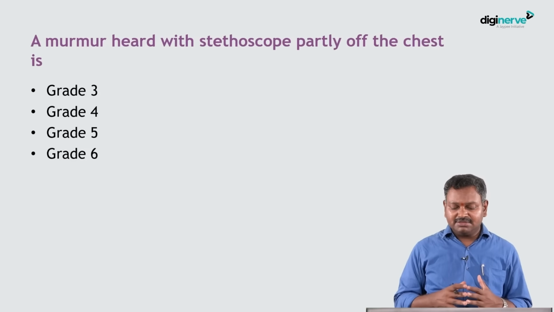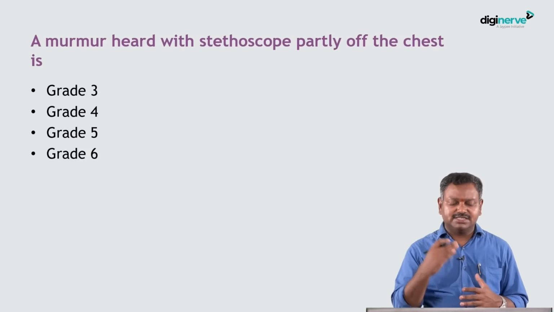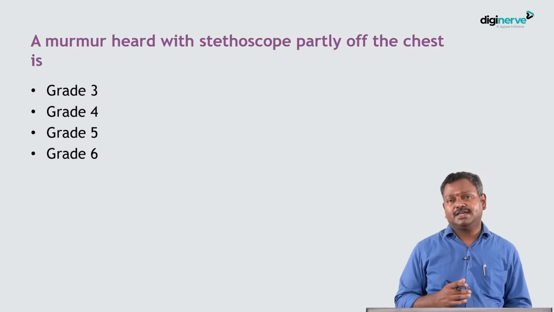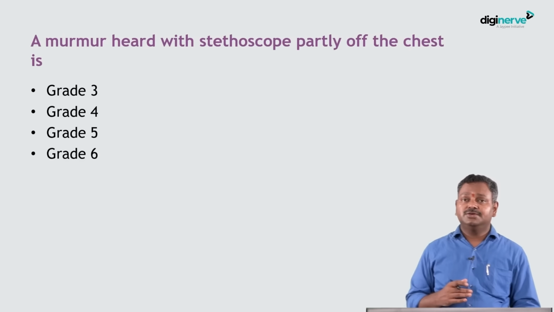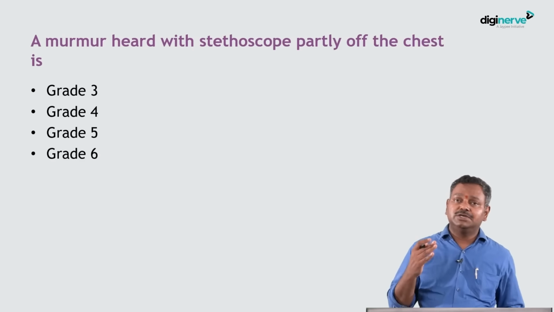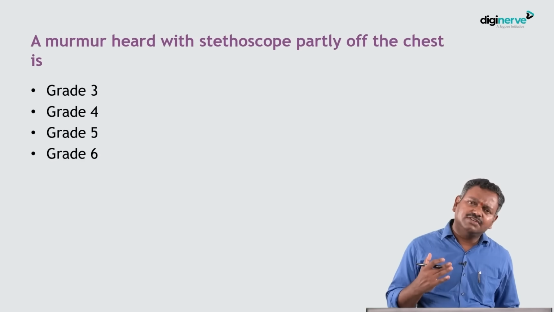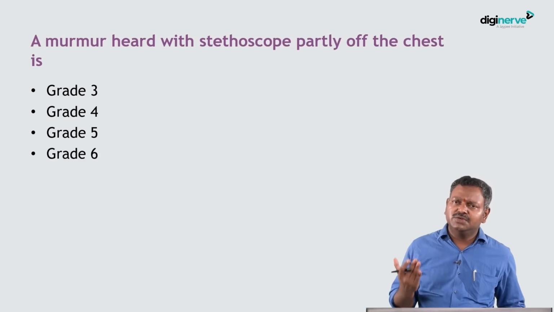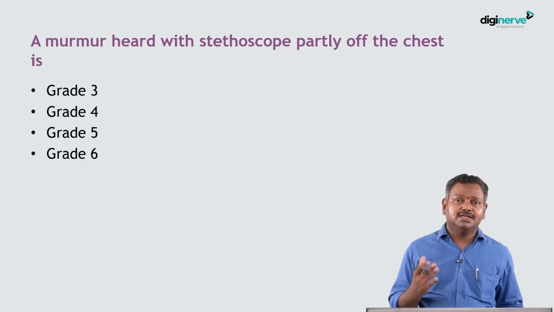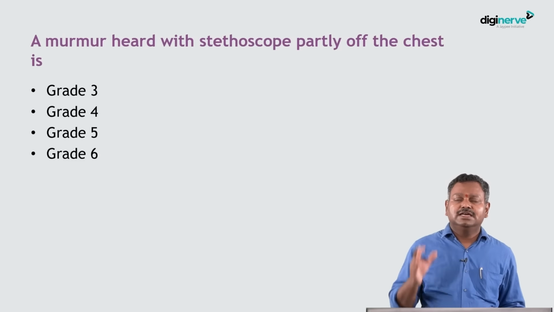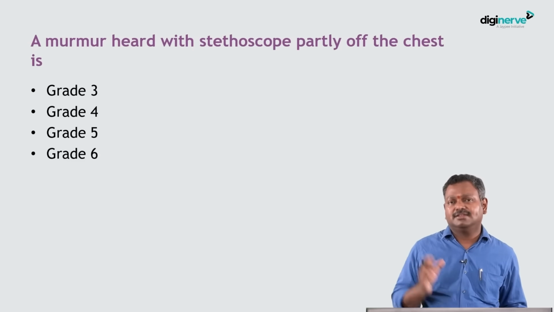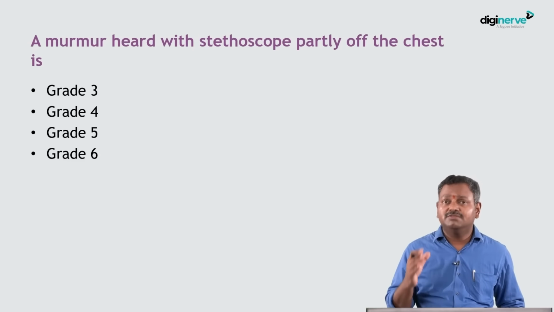A murmur heard with a stethoscope partly off the chest is what grade? Now murmurs are graded, you know the Levine and Freeman grading system, 1 to 6. Grade 1 is very soft, heard only by an expert. Grade 2 is loud, heard. Grade 3 is very loud but no thrill. Grade 4, 5 and 6 have thrill. Now 4 is a loud murmur with thrill.